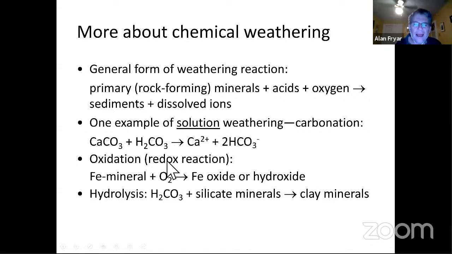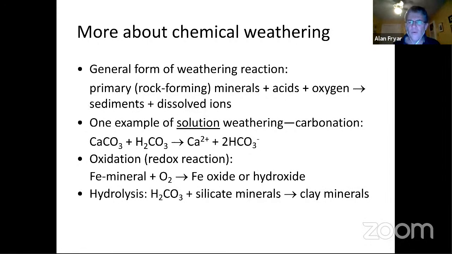Then there's a whole class of oxidation reactions and reduction reactions as well. But oxidation is an example of a redox reaction as shown here, where you have an iron mineral like the olivine in basalt that reacts with dissolved oxygen to create a secondary iron oxide or hydroxide. And then finally, in hydrolysis, carbonic acid again reacts with silicate minerals to form clay minerals. So I'll talk about various examples of these different weathering reactions.